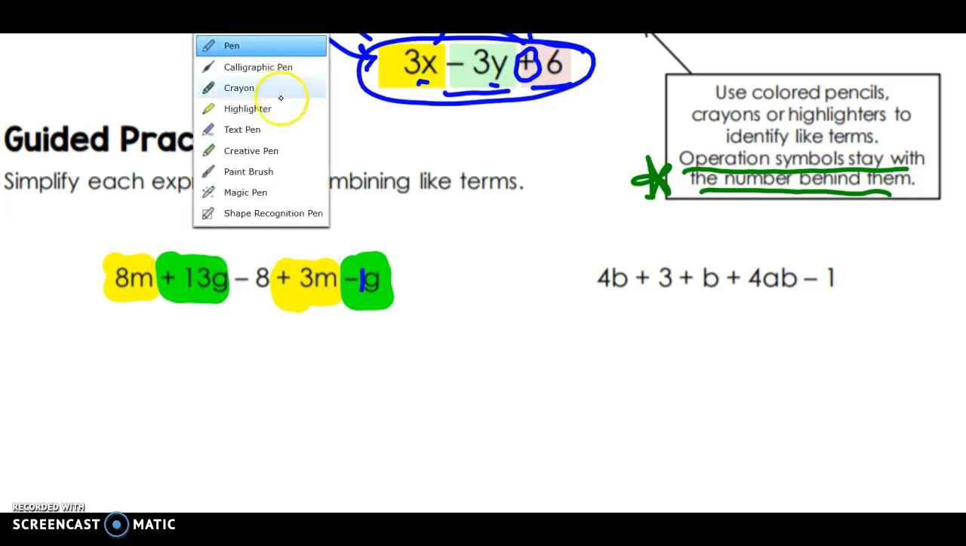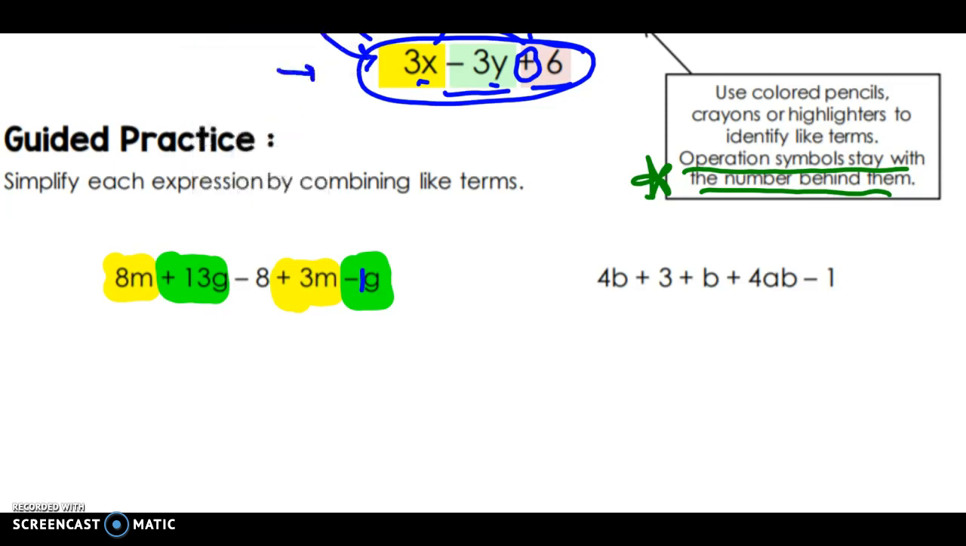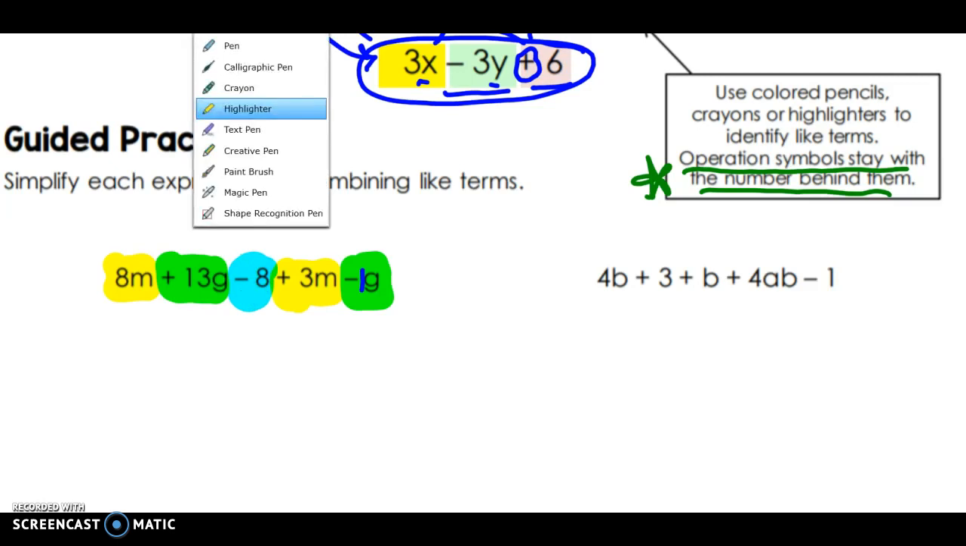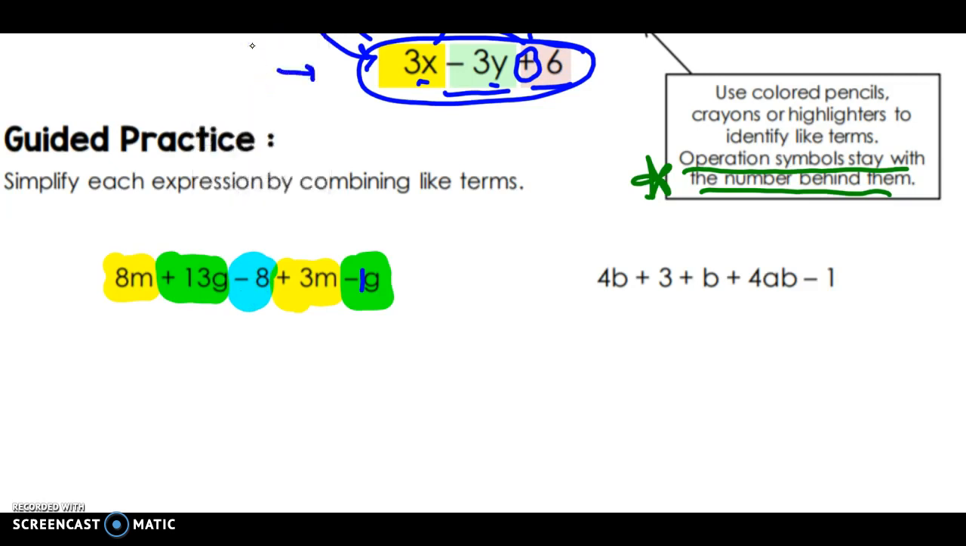And then lastly, in a different color, I'm going to use blue now. We have this constant, and it's the only constant there, so it's in its own color, a -8. And so, again, we have 5 terms here, and our goal is to simplify it. So I'm going to start with the yellow.